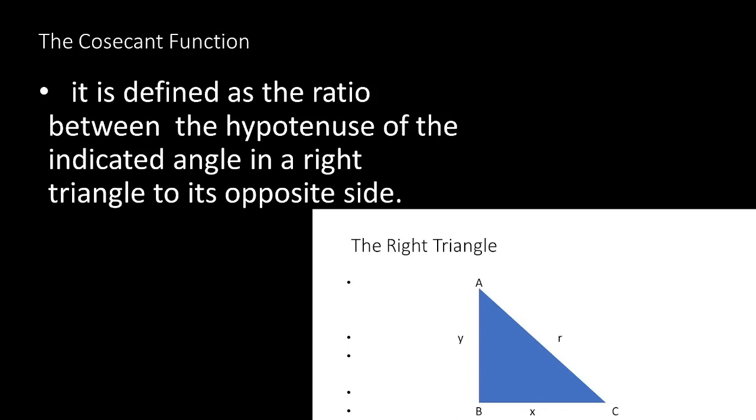So to summarize our six trigonometric functions: we have the sine function, the cosine function, the tangent function, the cotangent function, the secant, and the cosecant function.